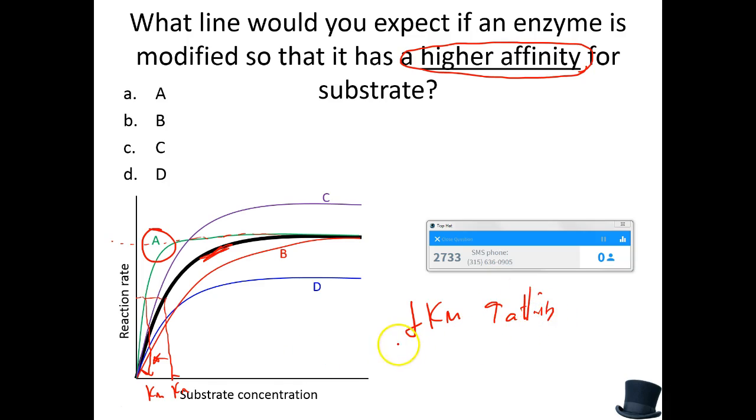What that basically means is that the enzyme can effectively bind to substrate at a lower concentration. That's what a low Km means, and that means it has a better affinity. It doesn't have to have as much substrate around in order to bind. Okay, so the answer should have been A for this one.